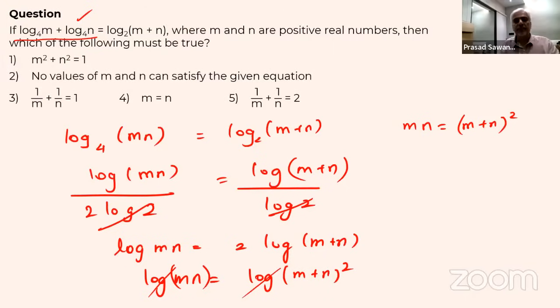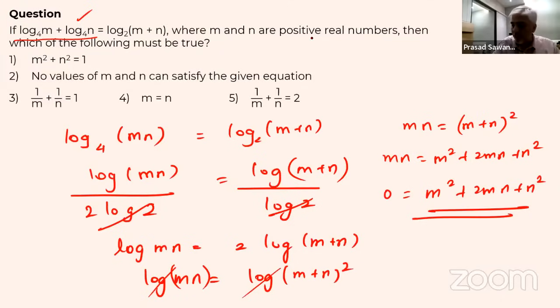Right? Now, what have they told us? Which of the following must be true? Let's expand a little bit. So if I write mn is equal to m square plus 2mn plus n square, I'll get 0 is m square plus 2mn plus n square.